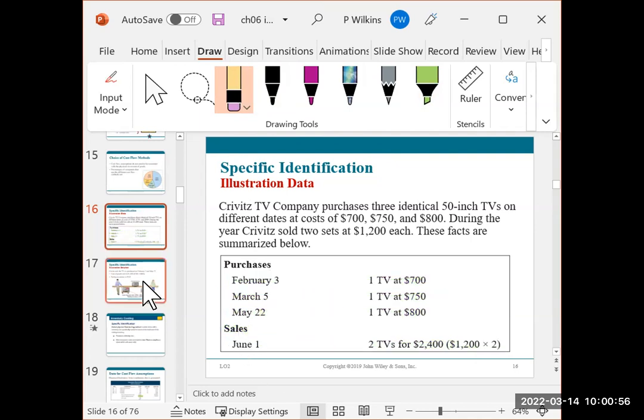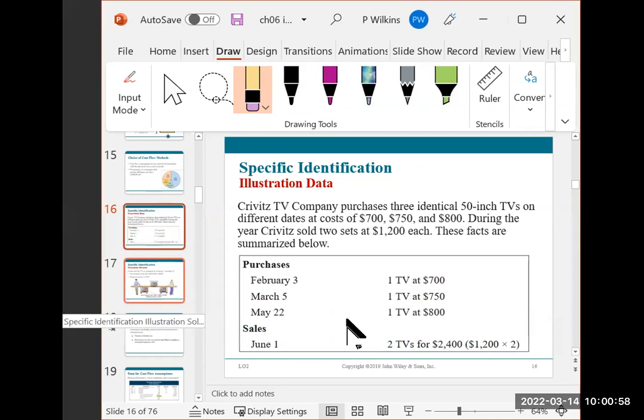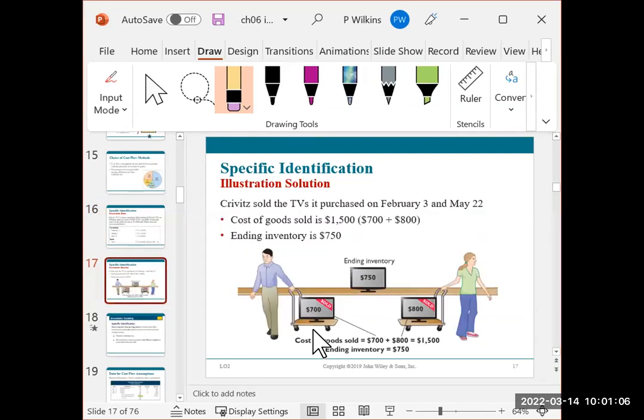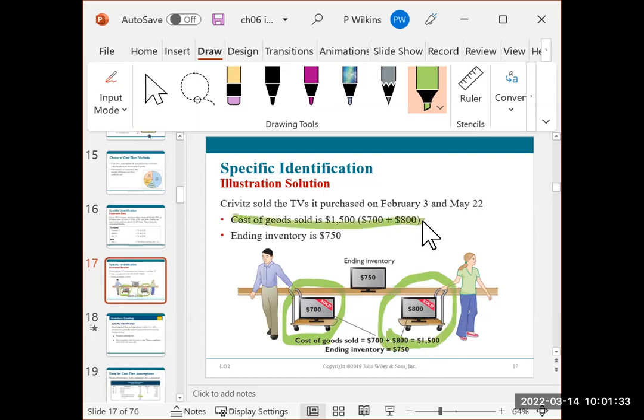Now, with specific identification, you are matching the actual cost of the TV to the item you sell, or the actual cost of the item to the item you sell. So here we're looking at an example of televisions, okay? What they're saying is that Crivets actually sold the TVs it purchased on February 3rd and May 22nd. So the one they bought on the 3rd was $700. The one they bought on the 22nd was $800. And so the cost of goods sold is $1,500.